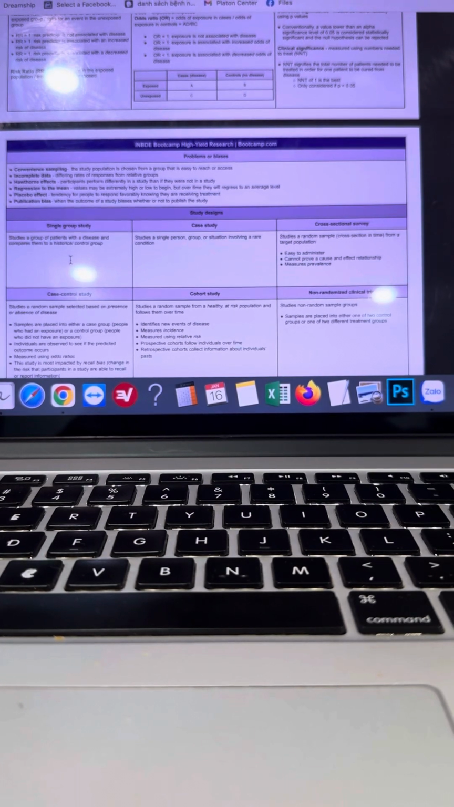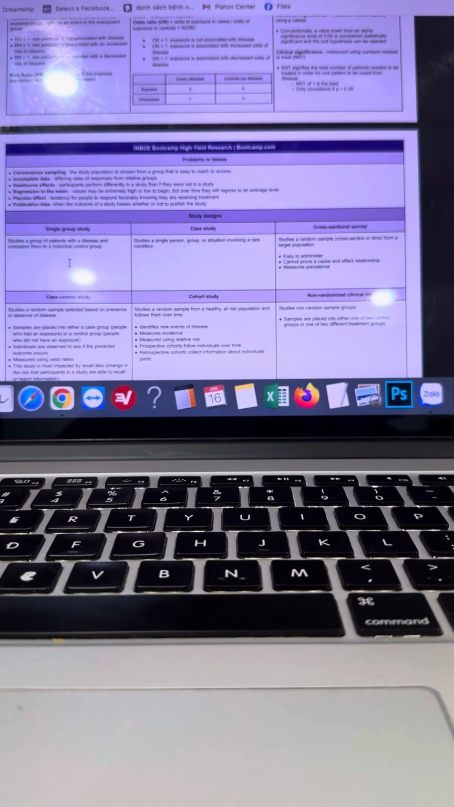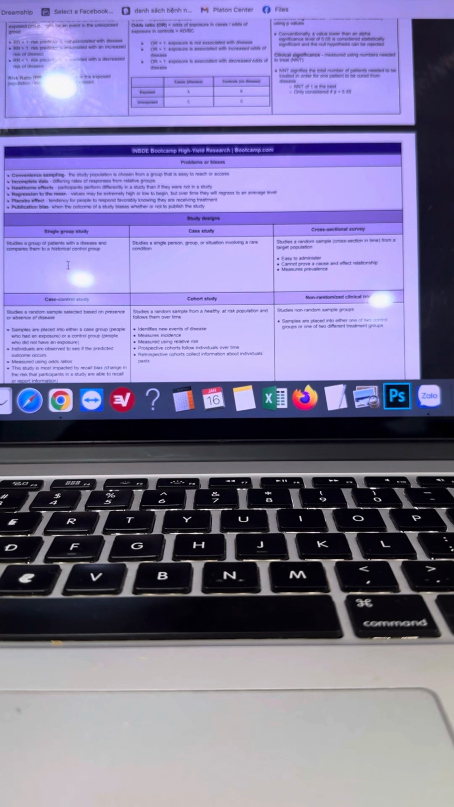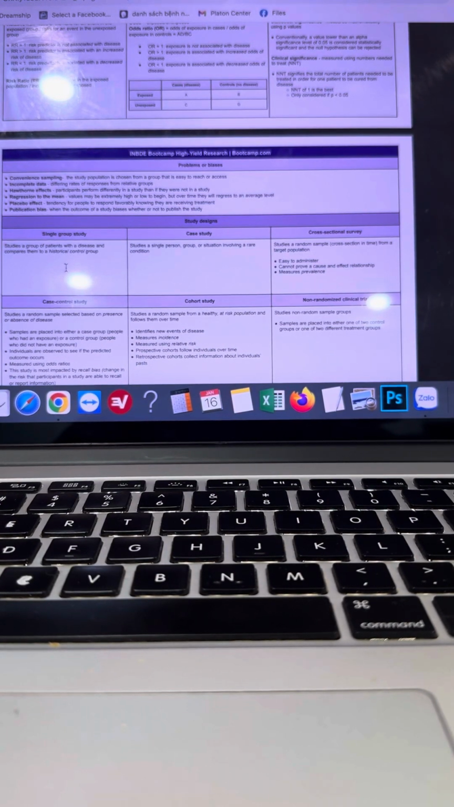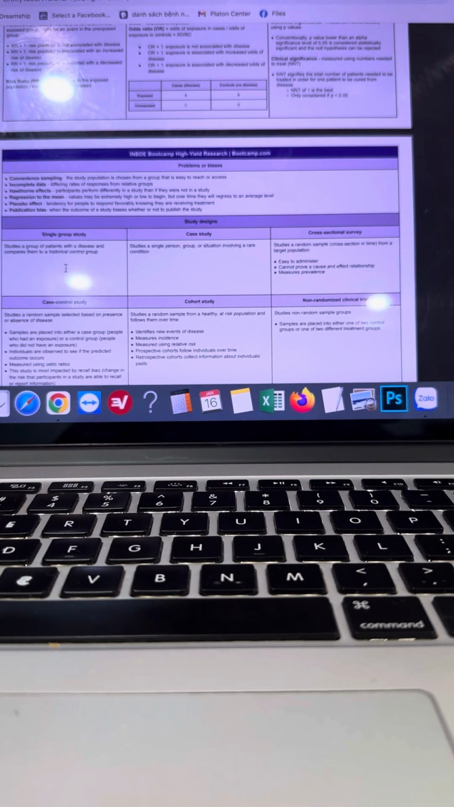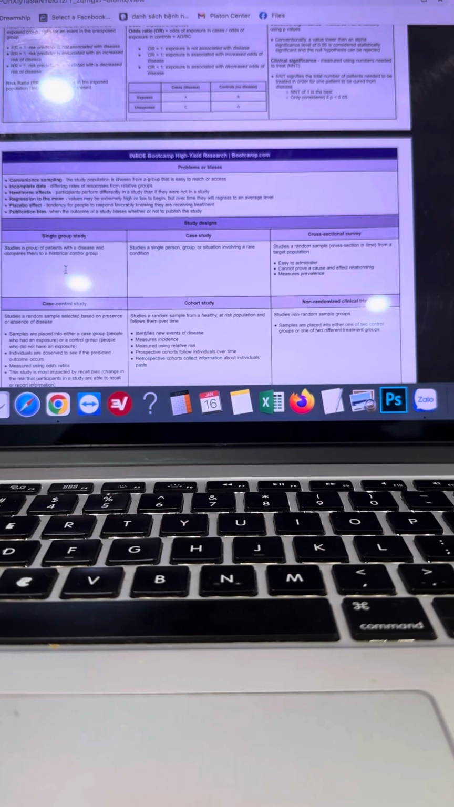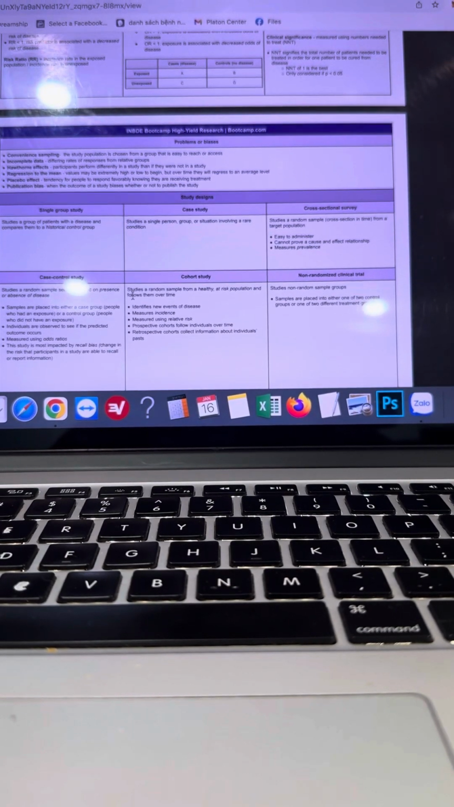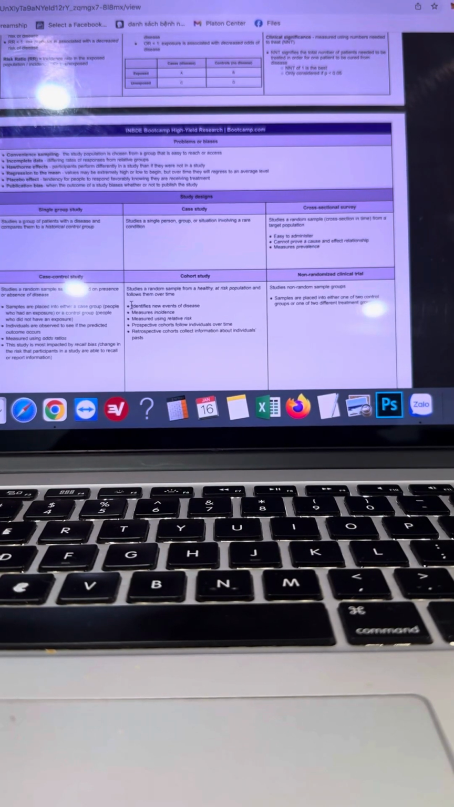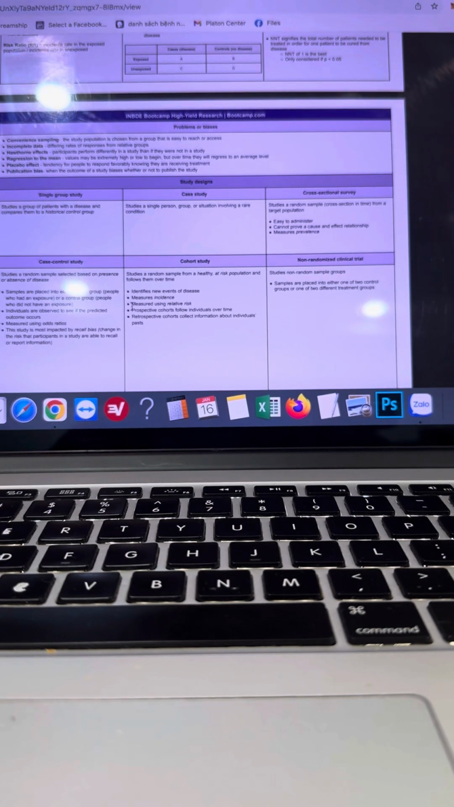Cross-sectional survey: a study of a random sample, a cross-section in time, from a target population. It is easy to administer but cannot prove a cause-effect relationship. It measures prevalence. Case control study: a random sample selected based on the presence or absence of disease.